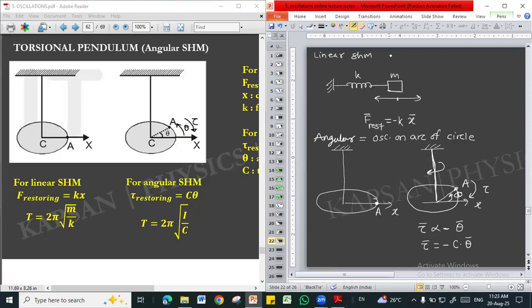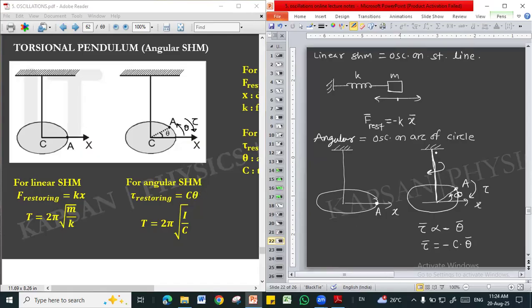And linear SHM means oscillations on a straight line. Here we will have restoring force F equal to minus kx, numerically kx. And here we will have restoring torque tau equal to minus c theta, numerically c theta.